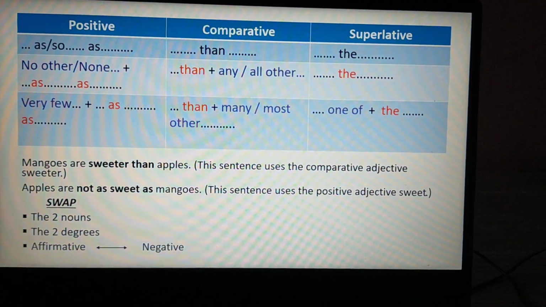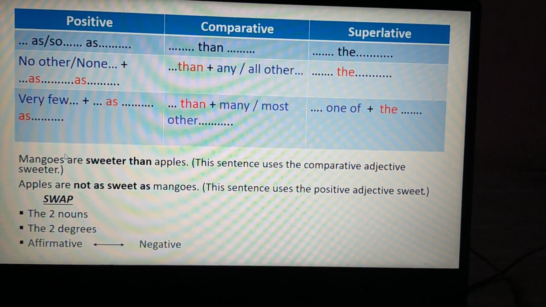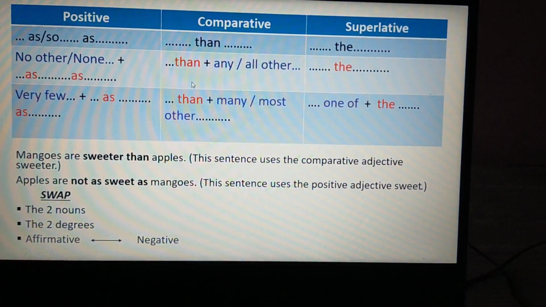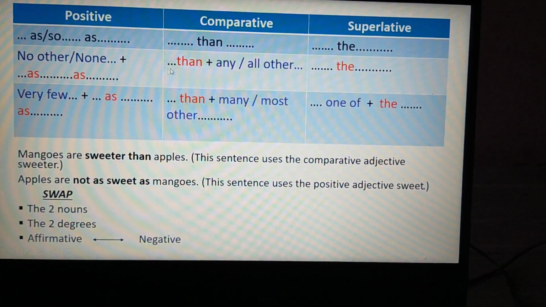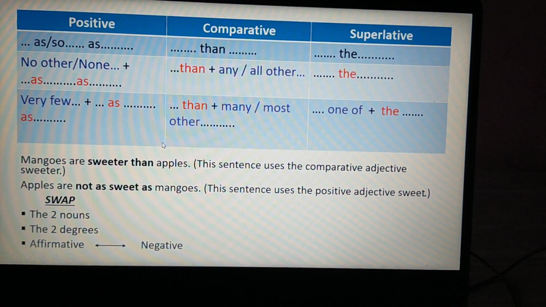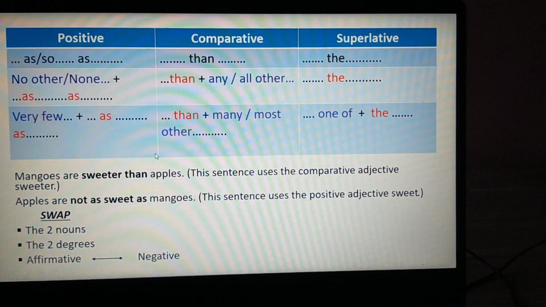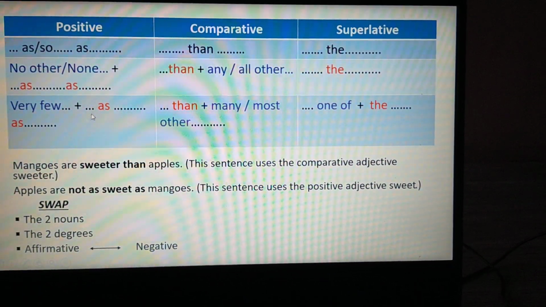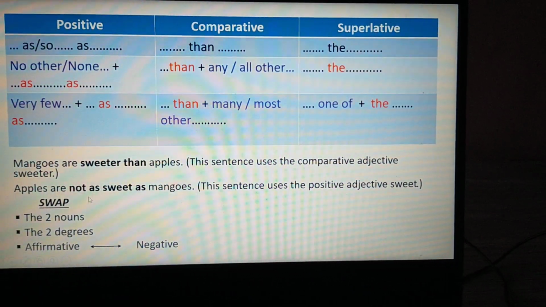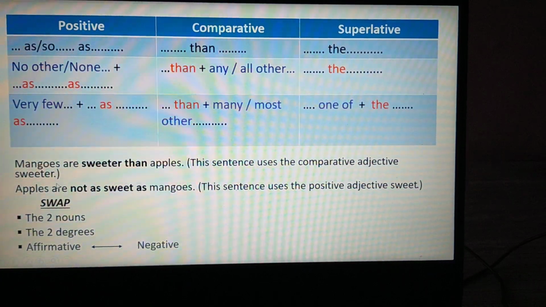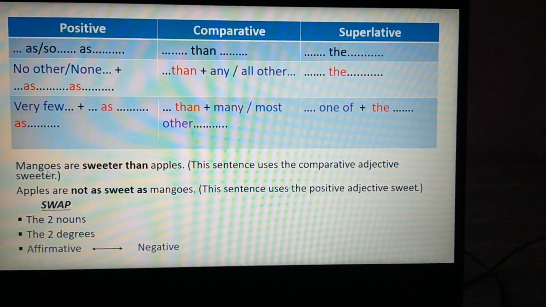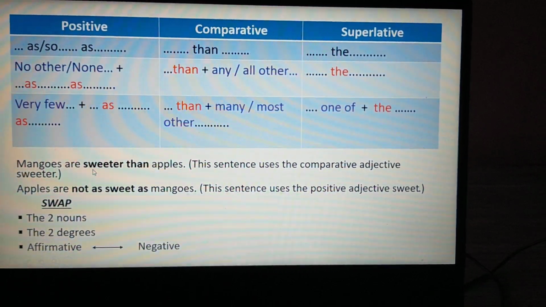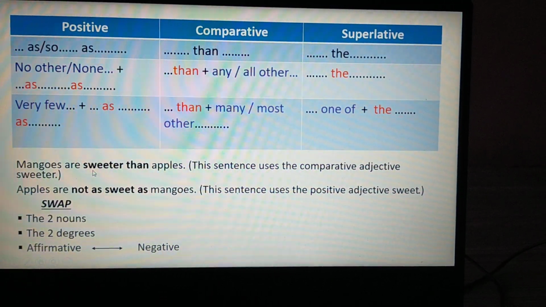When you have these types of sentences, without the content given in the table, we have to follow a different rule. Now what is the rule? When we have two nouns being compared, the first rule is that you have to swap the two nouns. Swap the two nouns means that if the sentence is in the comparative degree, we have to make it in the positive degree.